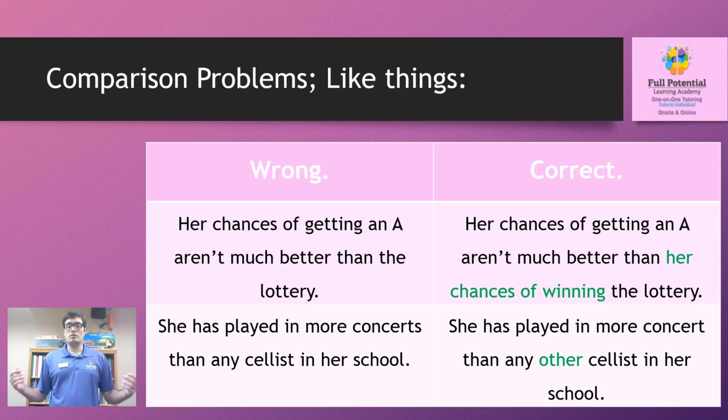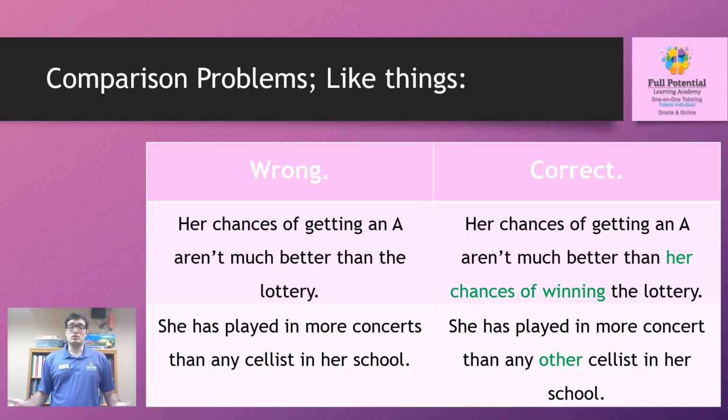When comparing subjects and items in a sentence, it is imperative to compare like things to each other. For example, "Her chances of getting an A aren't much better than the lottery." This is wrong because you're comparing her chances of getting an A to the lottery, and we should be comparing her chances of getting an A to her chances of winning the lottery, as shown to the right. "Her chances of getting an A aren't much better than her chances of winning the lottery."